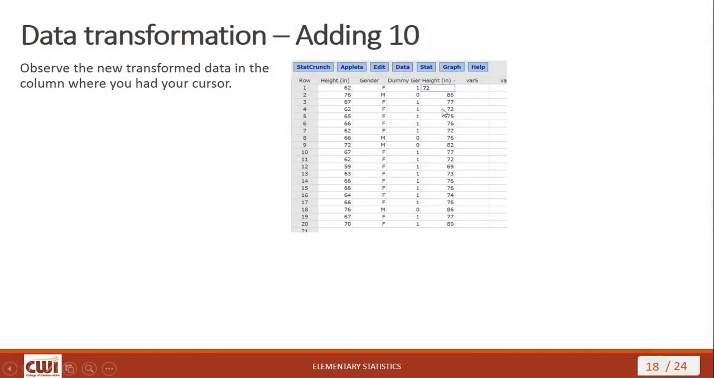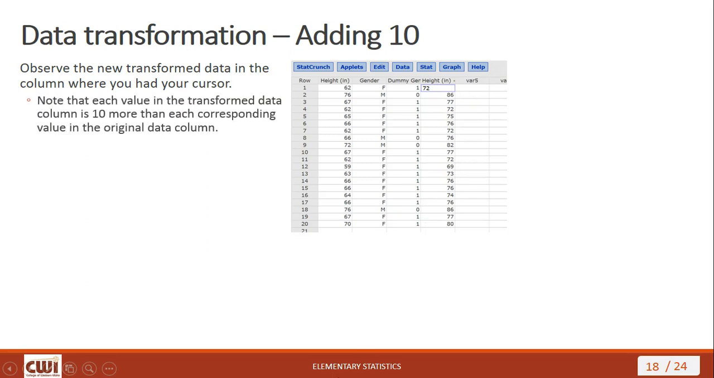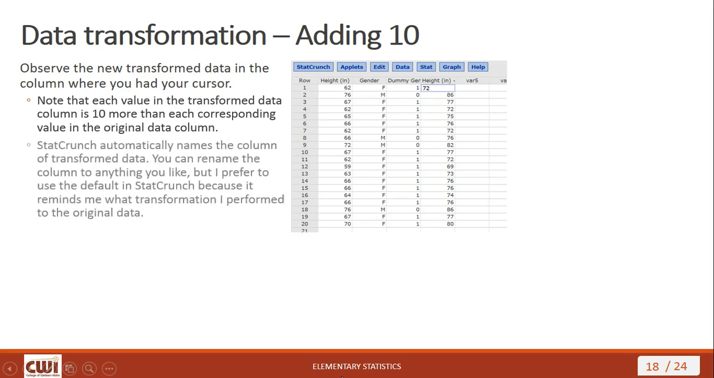and your data set gets populated with a new column. And notice how each of the values, this is where you had your cursor, notice how each of the values has 10 added to it. So 62 becomes 72, 76 becomes 86, 67 becomes 77, so on and so forth. So this is how you actually perform transformations of your data in StatCrunch. Note that each value, as I just pointed out, is 10 more than the corresponding value from the original data column.